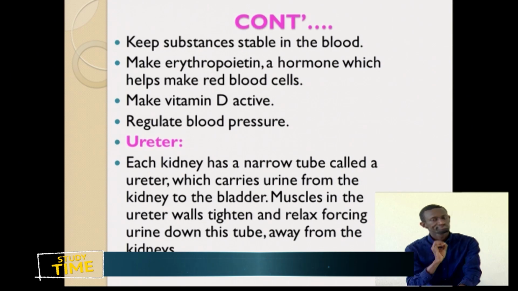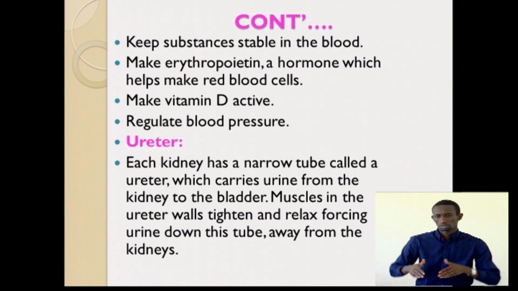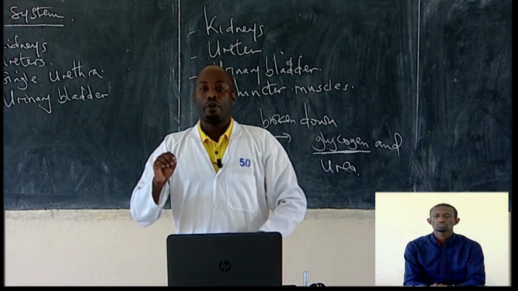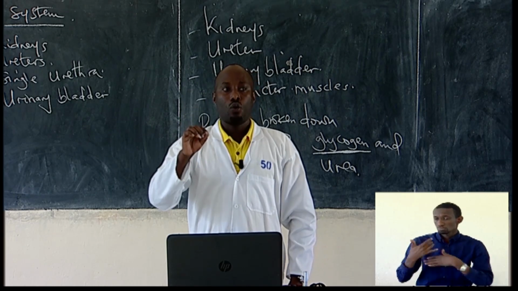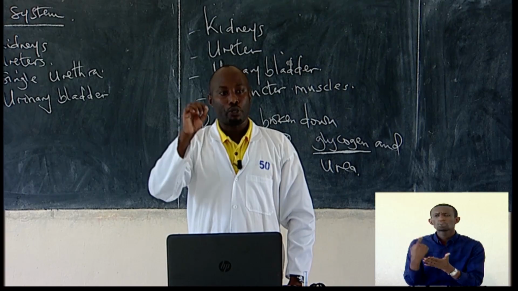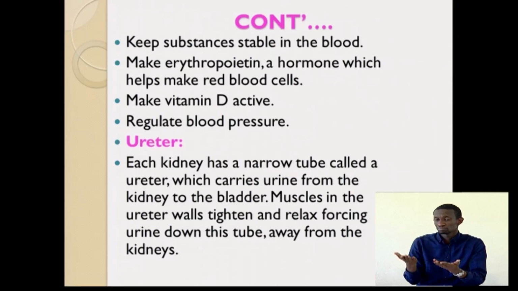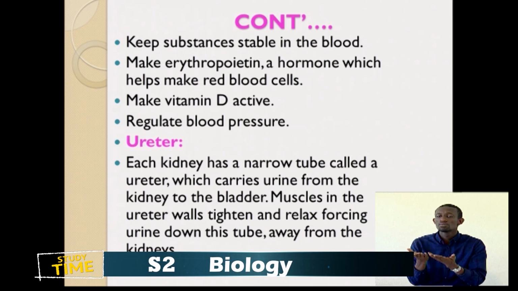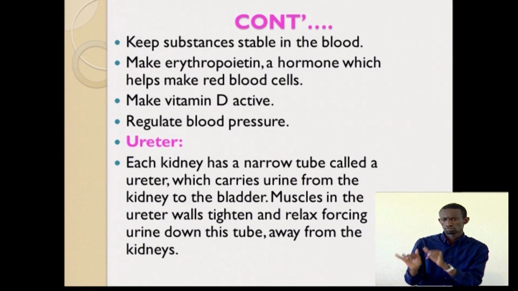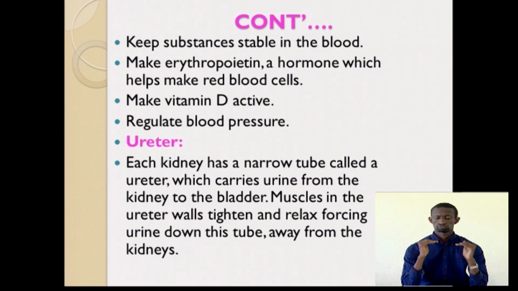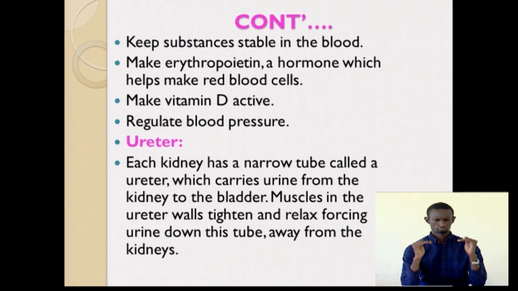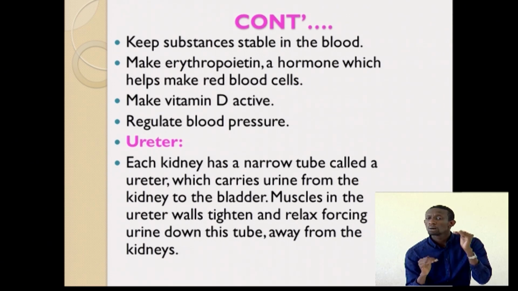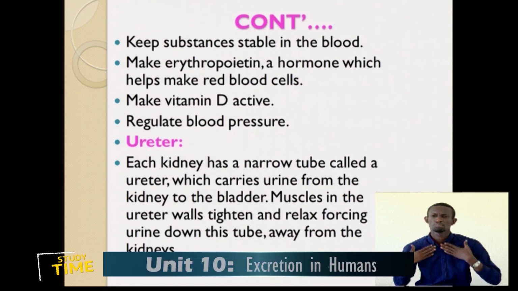Let's have another function of the kidney. It keeps substances stable in the blood. What are those substances I'm talking about? They can be salts, all right? They can be water. They need to be kept stable. When we talk about stable, I mean what you call homeostasis, balancing. It plays a role of balancing substances in the body. In the blood, these substances have to be balanced. If they are not balanced, they can affect the normal functioning of the cells.